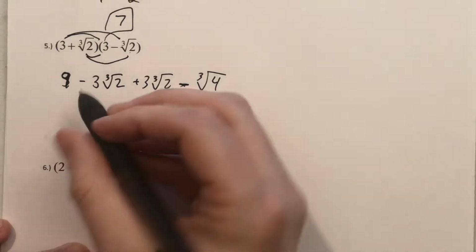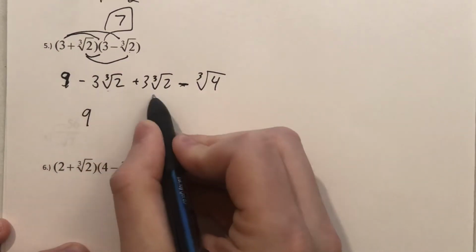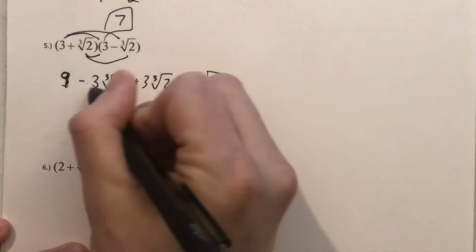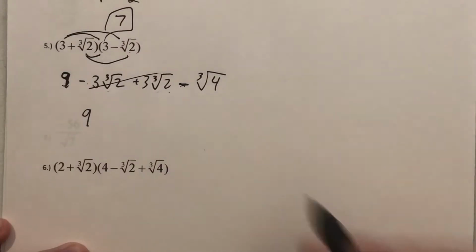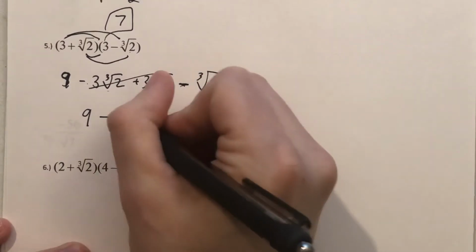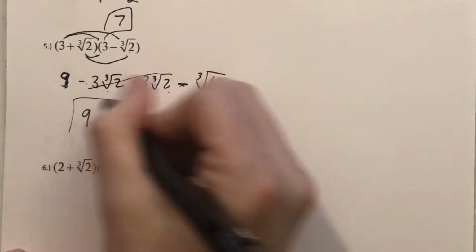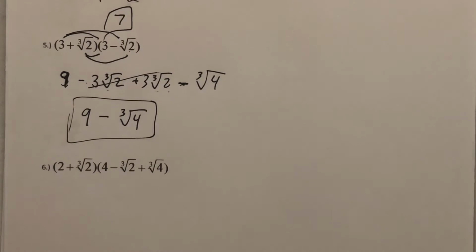We look at what's left here. I'll bring down the 9. Cube root 2 and cube root 2, those are like terms, but minus 3 and plus 3 take each other out again. And here, this does not simplify. A cube root of 4 will not simplify, right? 4 is just 2 times 2. There's not 3 factors there. So this would be as far as we can go with that one.